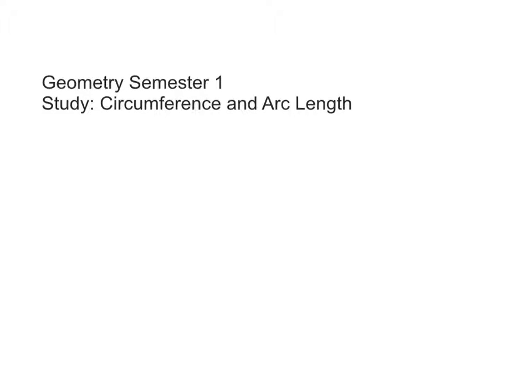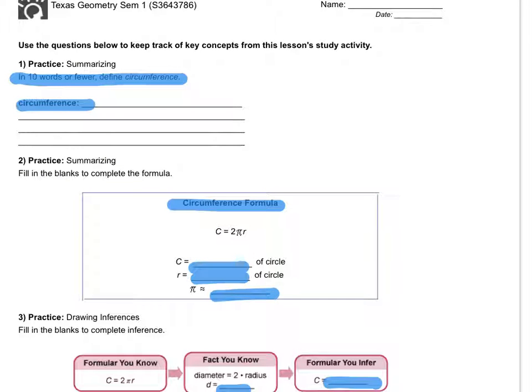This is Geometry Semester 1, a study of circumference and arc length, and this is from Apex. This is lesson 5.71. On this lesson, don't forget the things that you already know. The first thing it asks us to do is to define circumference. The circumference is nothing more than the distance around a circle. That's it. The distance around a circle.